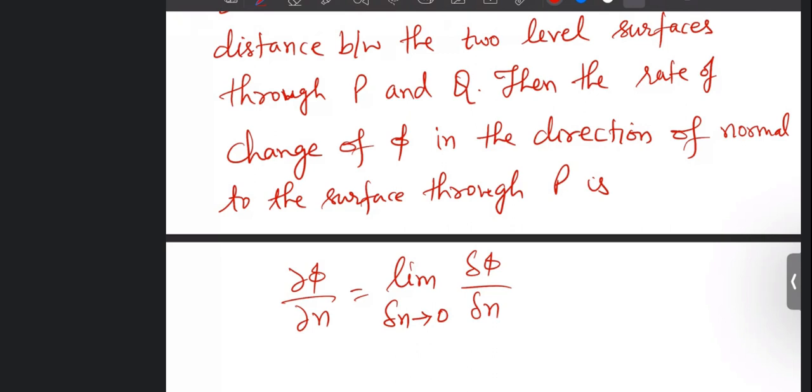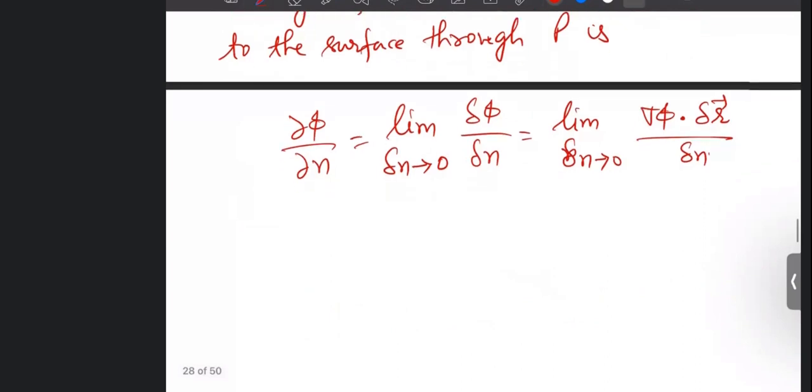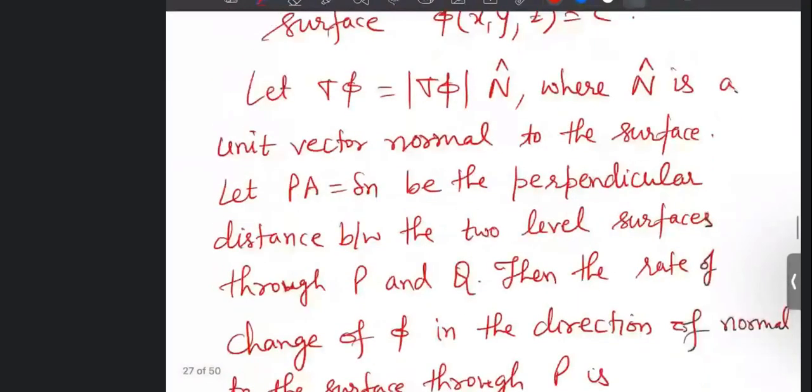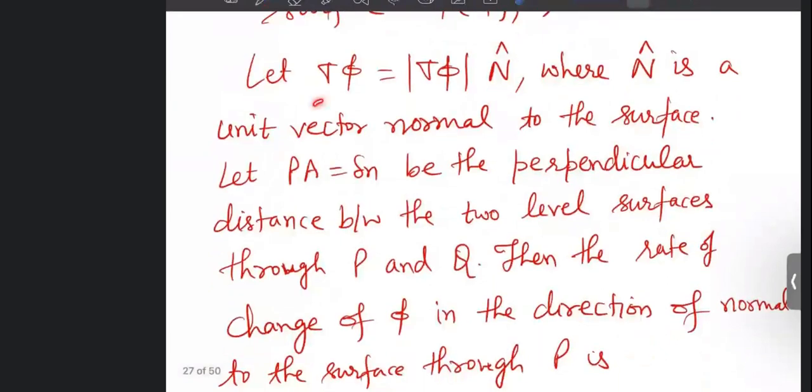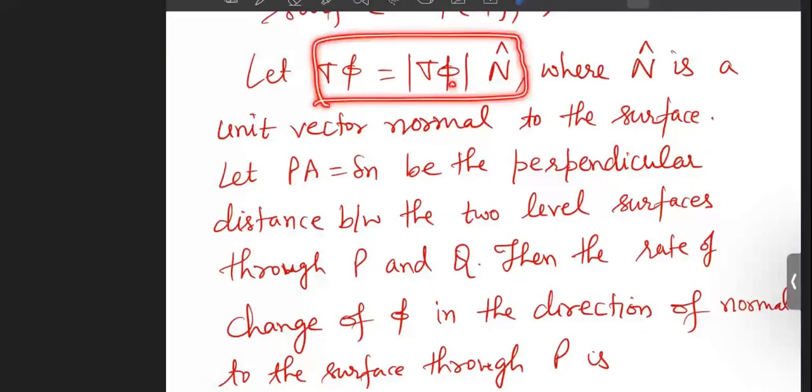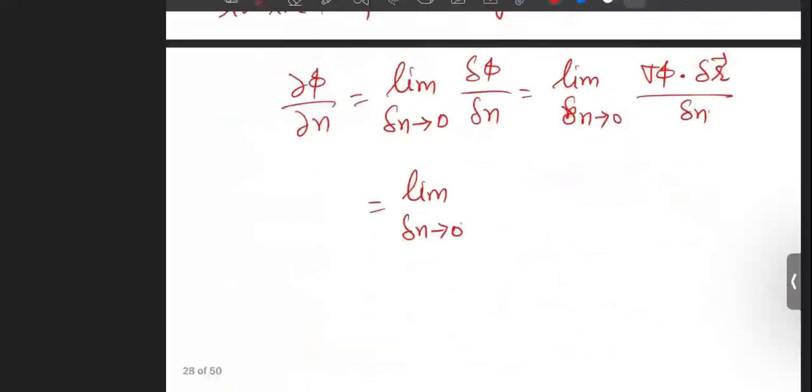And what will be the value of delta phi as delta n tends to 0? The value of delta phi is del phi dot delta r, which is equal to the limit as delta n tends to 0. The value of del phi is the magnitude of del phi into the unit vector n. Substituting that here, we get the magnitude of del phi into vector n dot product with vector delta r, divided by delta n.